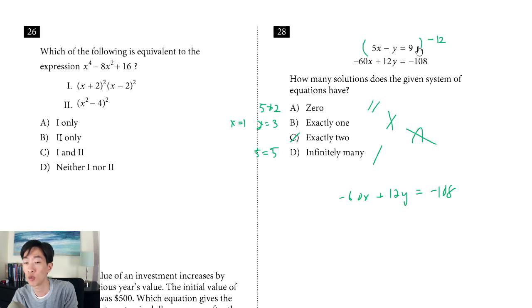So these two are really the same equation, which tells us that we're looking at a single line, and the answer is going to be that there are infinitely many solutions because these two equations are actually equivalent.